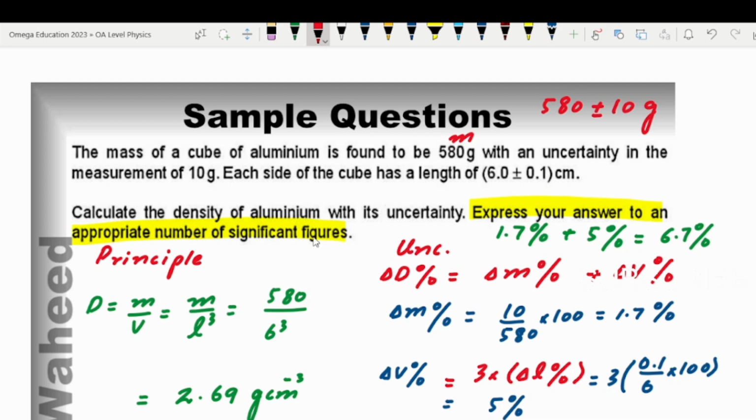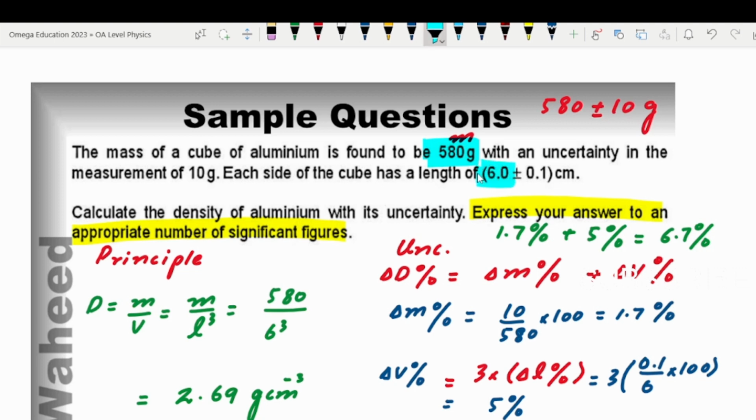First of all, how many significant figures should be there in the principal value? In order to find that, you see the lowest number of significant figures in the raw data. What is the raw data? This is your raw data, 580. And in 580, the number of significant figures is 2, because the instrument is able to measure only 10 grams, not less than that. If the instrument were able to measure to 1 gram, the number of significant figures would have been 3. And the other raw data is 6.0.